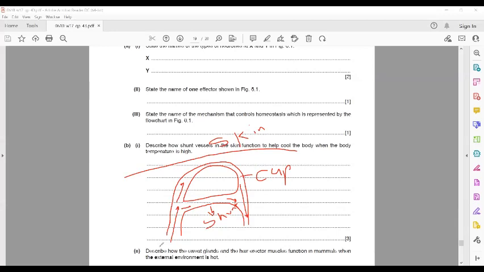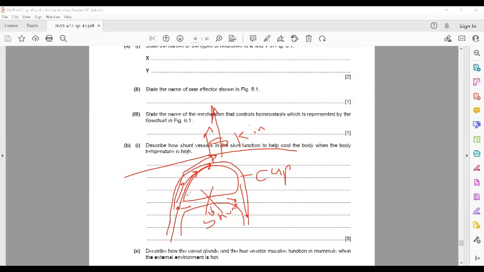So imagine the temperature is very high, so you need to send more blood to the skin. What happens here? This shunt vessel should be closed or become constricted, become smaller, so it increases the pressure here. So the blood will be directed into one way, which is here, closer to the skin. So we have more blood at these capillaries here. So there is more heat exchange with the outside. So it cools your body down.